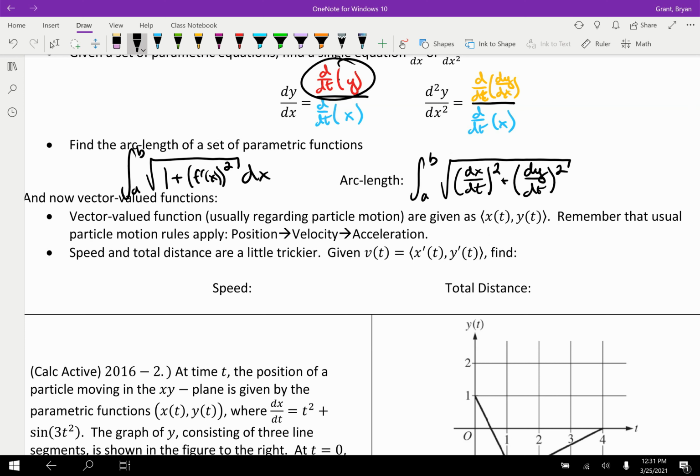There's only a couple things that are a little different here. Speed is still the absolute value of velocity. However, because velocity has 2 components, speed is still the absolute value of velocity, and let's pick a time value. Let's call it a here. In order to find the absolute value, we need to remember that the absolute value measures the distance from 0.